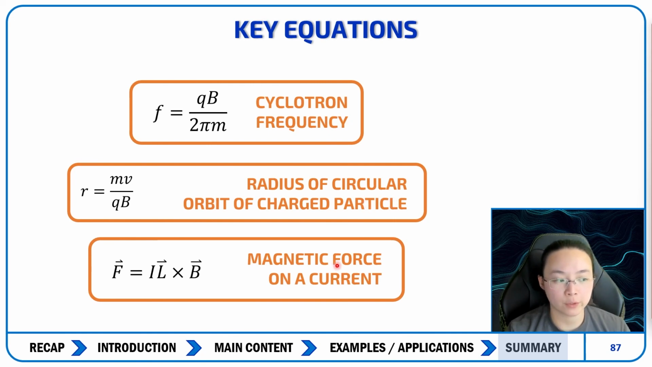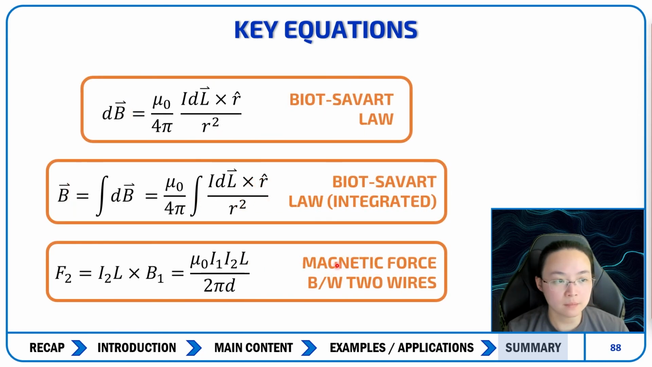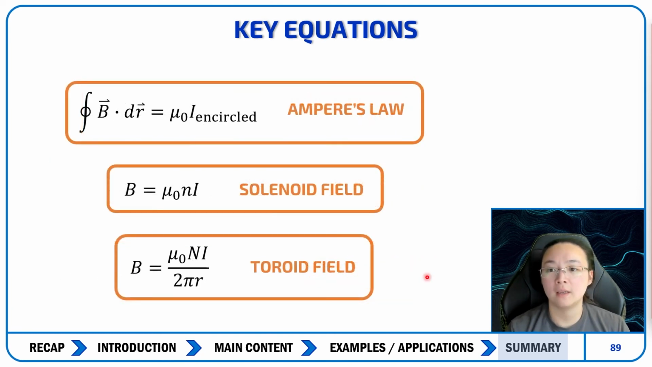We have the magnetic force on a current. Of course, we have the Biot-Savart Law, an equation for the magnetic force between 2 wires. And we also have Ampere's law, which is the most important. Based on Ampere's law, we can then easily derive the equation for a solenoid field and for a toroid field. So these are equations that you can just use based on the situation and the question that you're given.